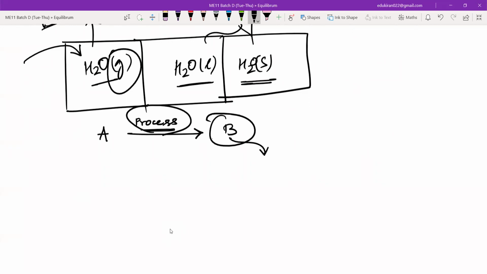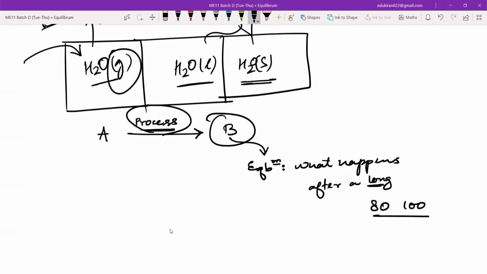That means what happens after a long time. Equilibrium tells me what happens after a long time. And this word long is relative. Let us say a cup of coffee: if I just keep it away, not in the presence of any heat, then it will become cold. So 10 to 15 minutes is long for a cup of coffee or tea. But if I talk about a human, then long means around 80 or 100 years, right? So this long has relative definitions.